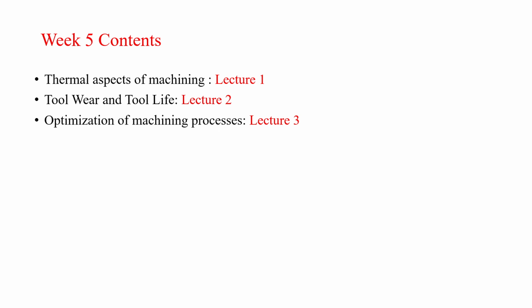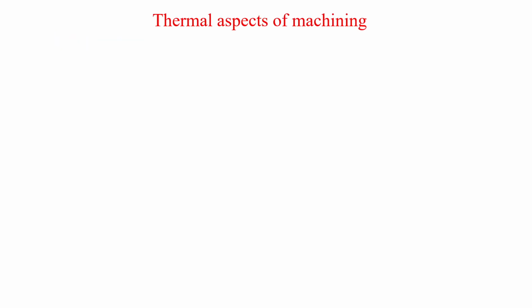Then we'll begin our tutorial class for week 5. The first topic is the thermal aspects of machining. Whenever you are doing any machining, what is machining? Machining is basically a physical contact between two materials. One material is the tool, one material is the workpiece, right? Whenever there is contact and sliding between the two materials, there will be a role of friction between them.